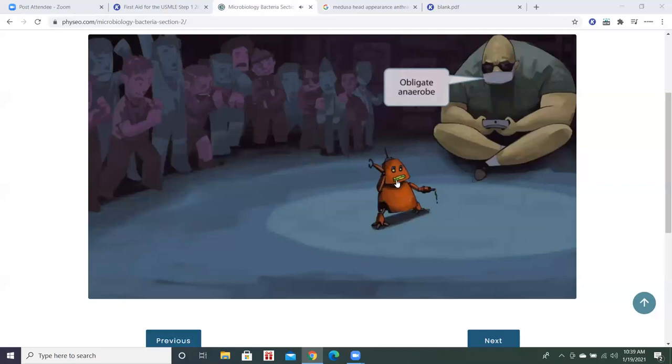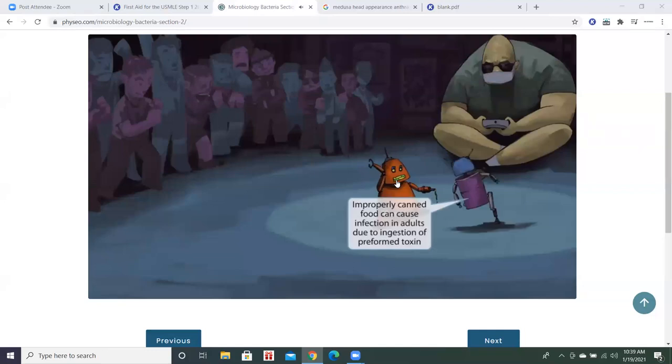Okay, let's see who he's fighting. It's a homemade purple robot made from used canned food. This cheap homemade robot here is to help you remember that improperly canned food allows the spores of Clostridium botulinum to germinate. The anaerobic environment of canned food facilitates growth of the organism and allows it to produce a preformed toxin. So adults are most commonly affected by the disease when they ingest this preformed toxin after eating improperly canned food. Therefore, eating improperly canned food can be a risk factor for developing Clostridium botulinum. So again, homemade canned robot for canned food.